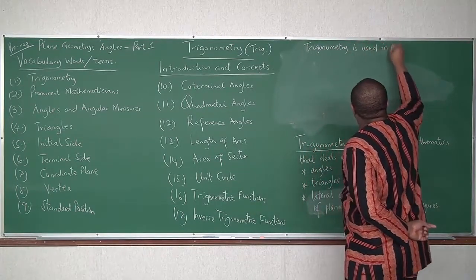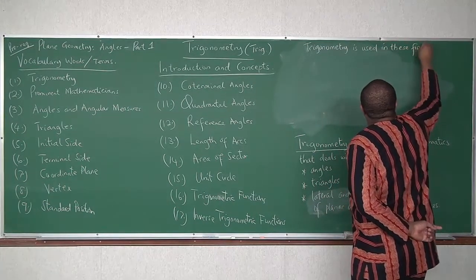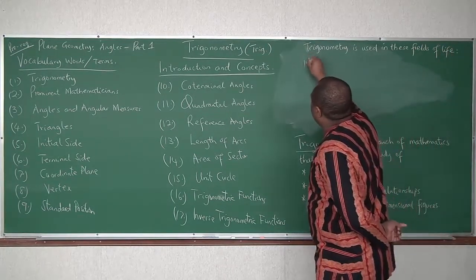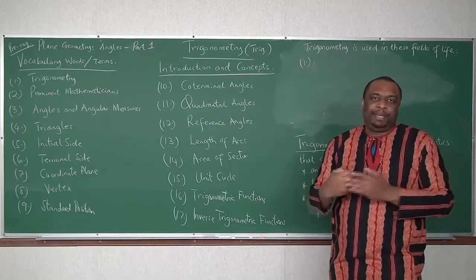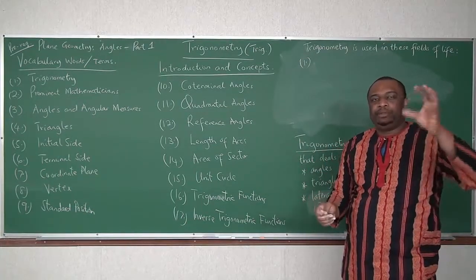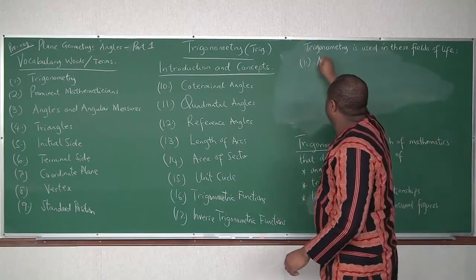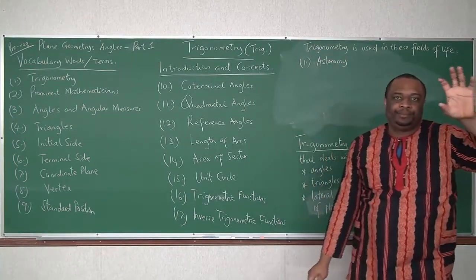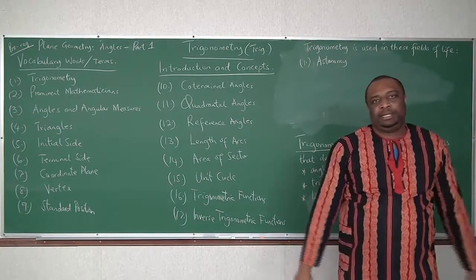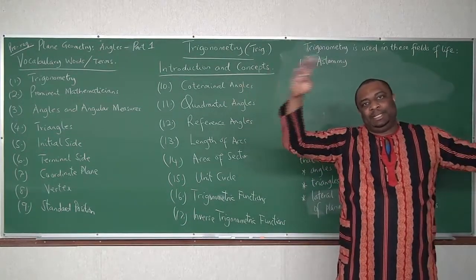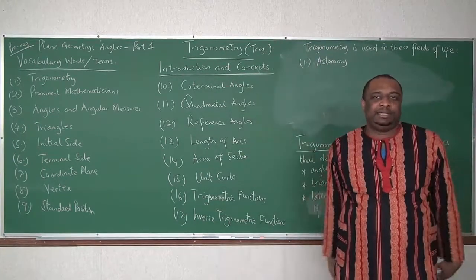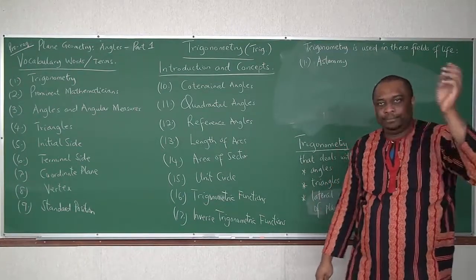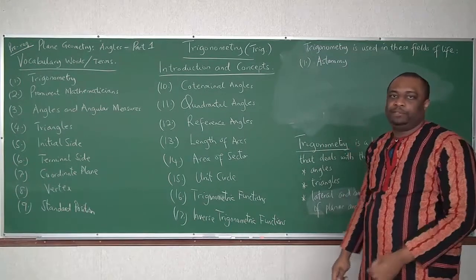Trigonometry is used in these fields of life. Number one, of course, one thing about trigonometry that is very popular is in astronomy. In astronomy, you can determine the position of stars, the planets, the location of the planets. At what angles are they located? That is astronomy. That's where you have trig.